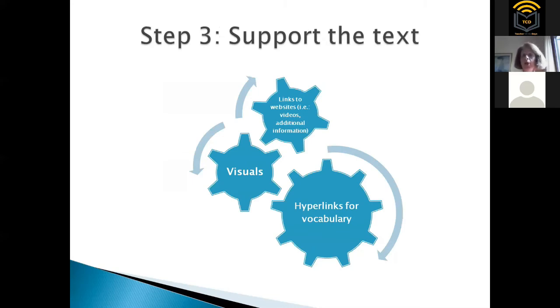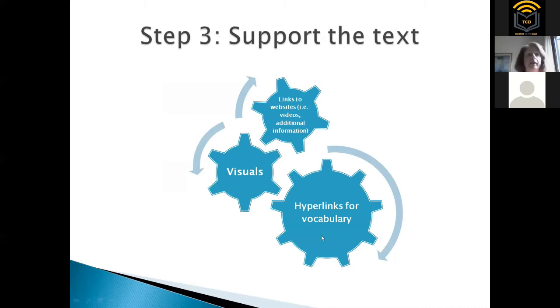Now, the third step, now you've got to support your text. We've already mentioned some of the things you can do. Just to summarize them here, first of all, you can have links to websites, videos, additional information, like I told you before.